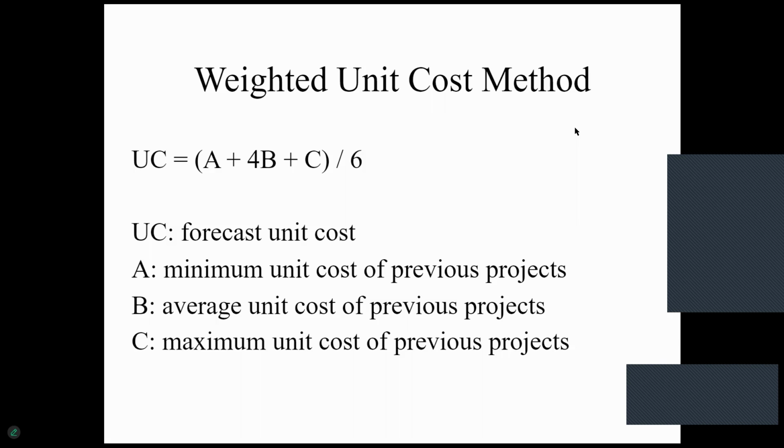So C is the maximum unit cost of your previous project. Again, you built 3 houses before. One is $10, one is $9, one is $11. So your minimum unit cost is 9 for a house, your maximum unit cost for your previous project is 11 for a house, and your average cost is 9 plus 10 plus 11 divided by 3, right? It's not the median, it's not the middle one, it's the average one.